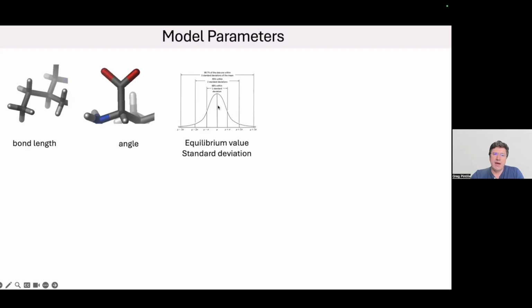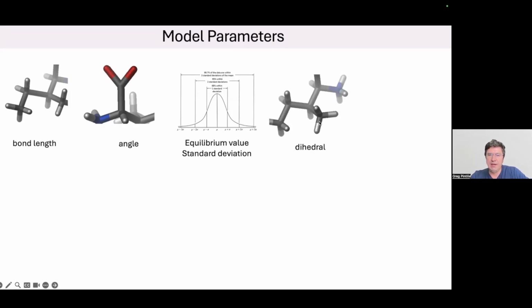We also have some statistics, like the standard deviation in the observed values, so at which point do they become less and less observed, which means that they're likely less energetically favorable. So when we evaluate whether a model has good structural properties, if some of these bond lengths and angles are really far away from that equilibrium value, we usually say that that's less reliable, with lower confidence in the model.